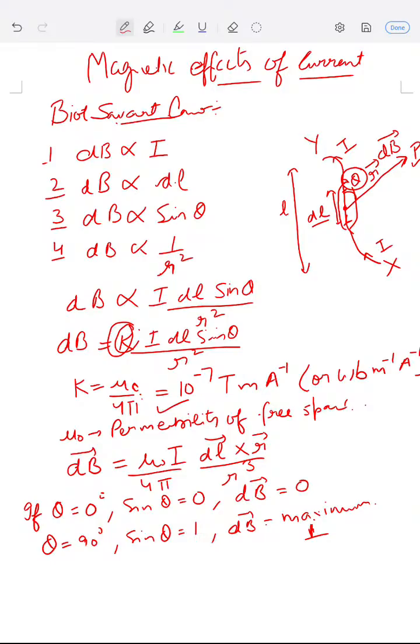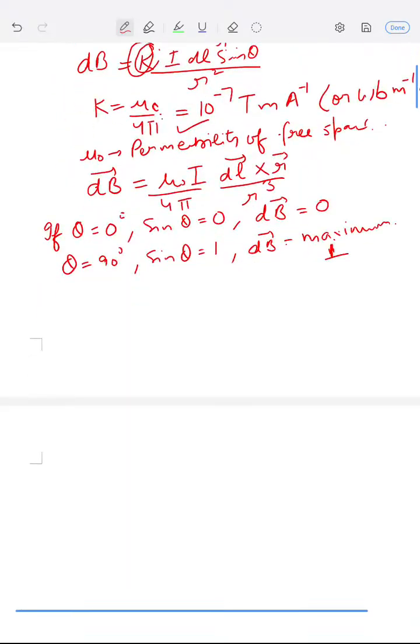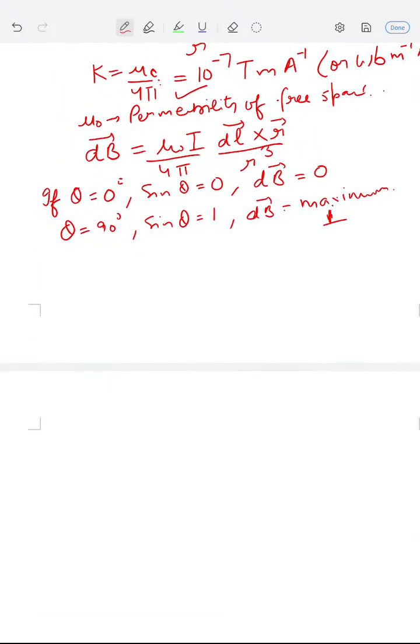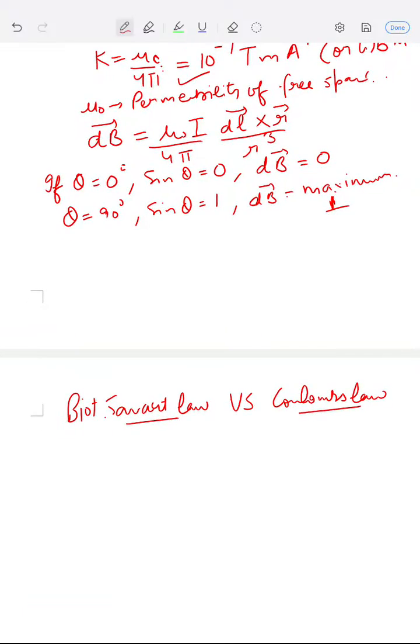So we have to compare Biot's law and Coulomb's law. What is Biot's law? This is Biot's law, this is Coulomb's law. What is the formula of Coulomb's law? We have discussed it in the first unit.